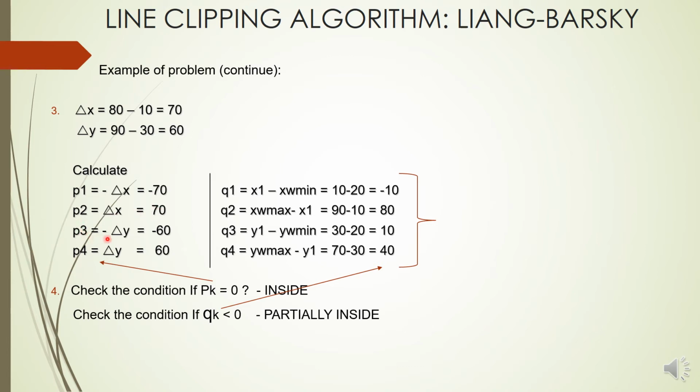P3 is negative delta y. Negative delta y is negative 60. And then P4 is delta y. Delta y is 60. So you get these values.